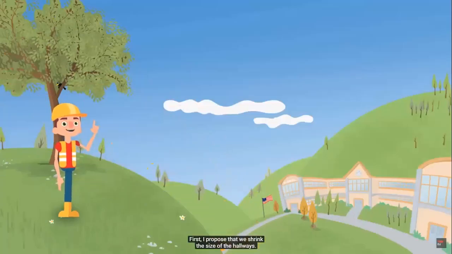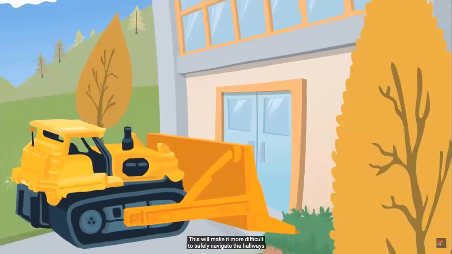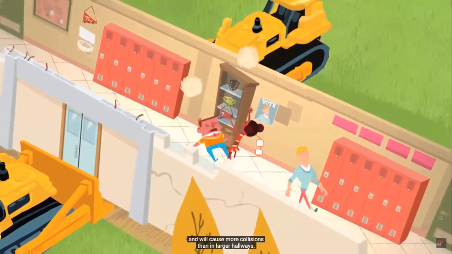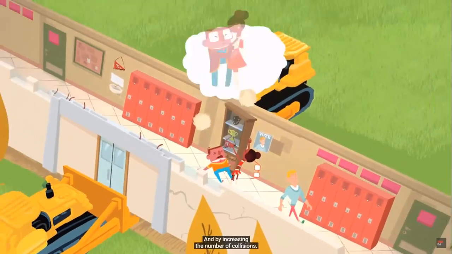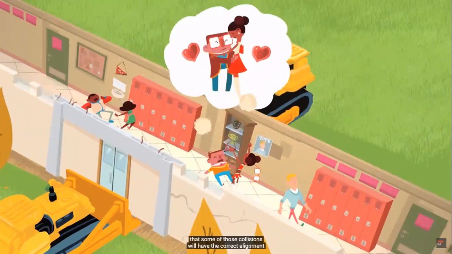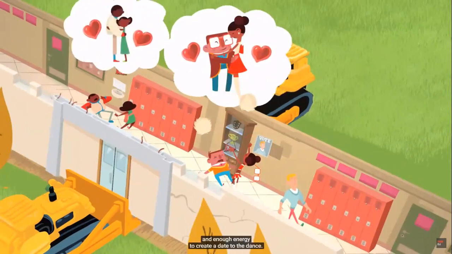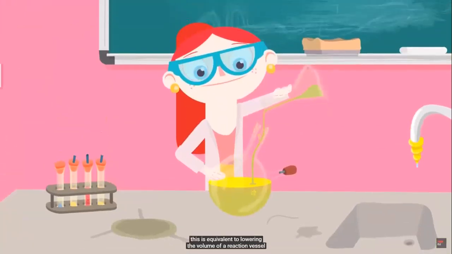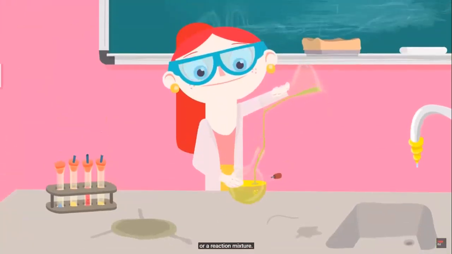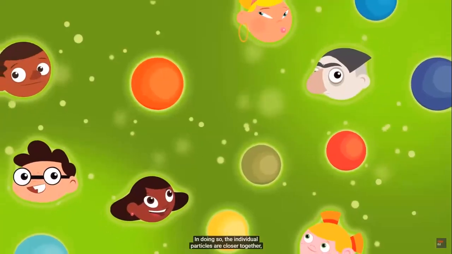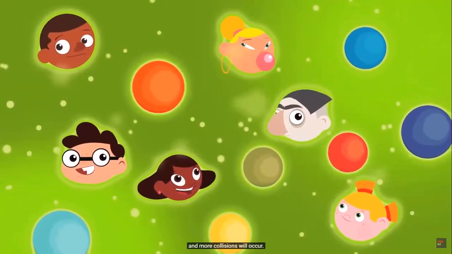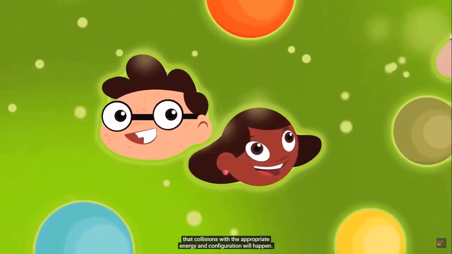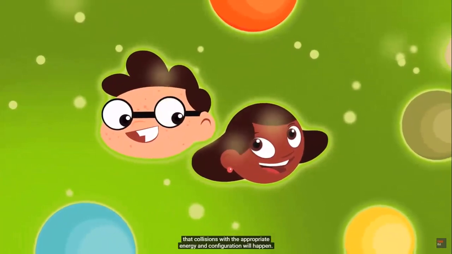First, I propose that we shrink the size of the hallways. This will make it more difficult to safely navigate the hallways and will cause more collisions than in larger hallways. And by increasing the number of collisions, we increase the likelihood that some of those collisions will have the correct alignment and enough energy to create a date for the dance. Now, chemically speaking, this is equivalent to lowering the volume of a reaction vessel or a reaction mixture. In doing so, the individual particles are closer together and more collisions will occur. More collisions means a greater likelihood that collisions with the appropriate energy and configuration will happen.